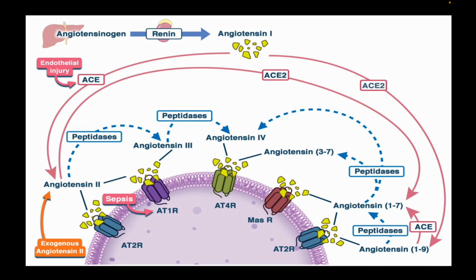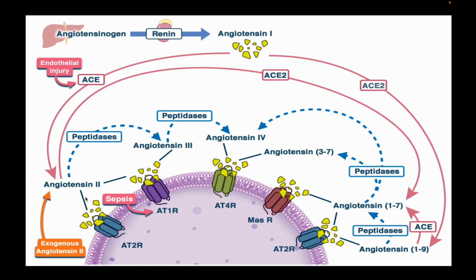So this diagram basically summarizes the RAS pathway. Angiotensinogen, as you can see here, is produced from the liver. Then renin from the kidney converts the angiotensinogen to angiotensin 1. Now this angiotensin 1 is converted into angiotensin 2 by the endothelium of the lungs. What happens in sepsis or vasodilatory shock is that there is an endothelial injury. This endothelial injury inhibits the production of ACE, thereby reducing the levels of angiotensin 2.